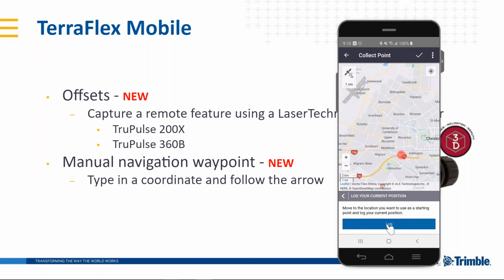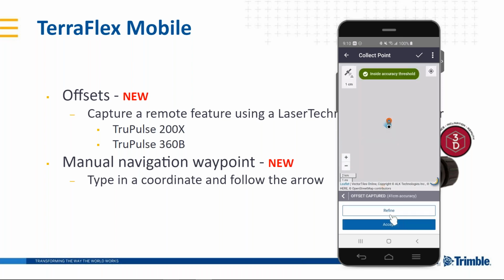It asks you to move to the location you want to use, and we'll log our current position. And then what we'll do is we'll shoot the laser rangefinder. It's waiting for the rangefinder measurement, so I'm going to do that here while I'm sitting in the office, and it updates the screen with a couple of pieces of information.